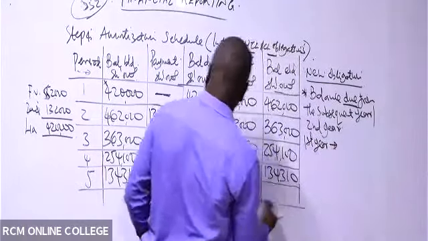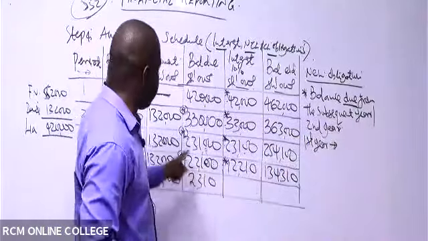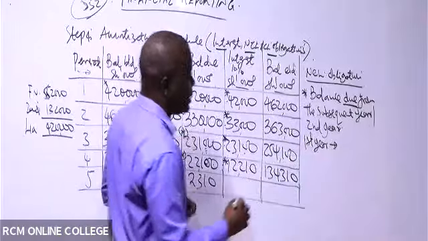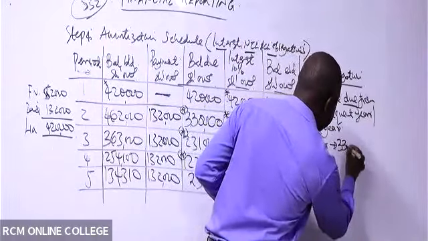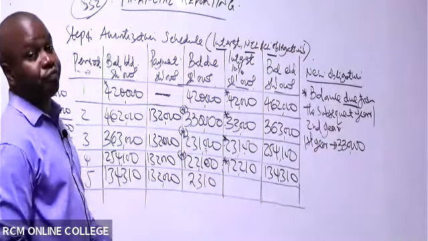it will be which amount? It will likely be this one, because you are picking from what? The subsequent or the second year. For the first year, it will likely be 330,000. That will be the liability, or the amount due under this liability.